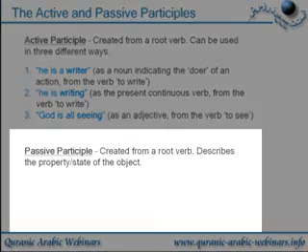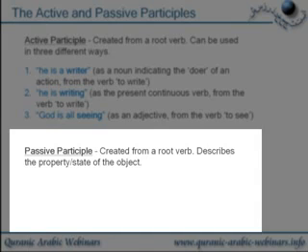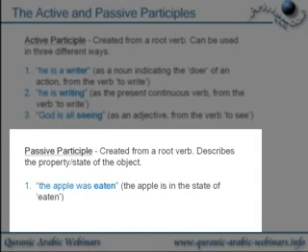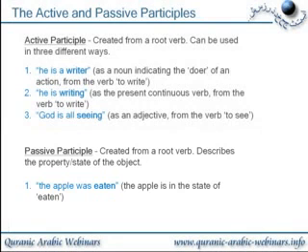Now the passive participle, again created from a root verb, describes the property or state of an object. So here, the apple was eaten. So eaten is telling you about the state of an object after the verb has been performed on the object. So the apple is in the state of eaten. So here eaten, from the root word to eat, is known as the passive participle.